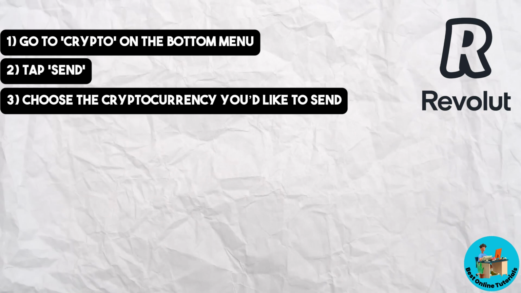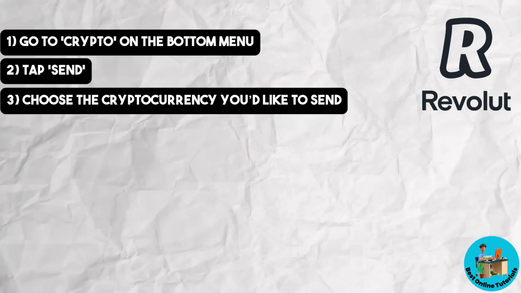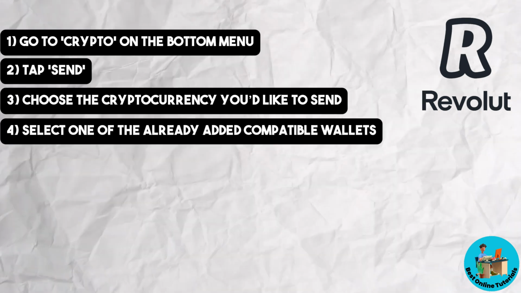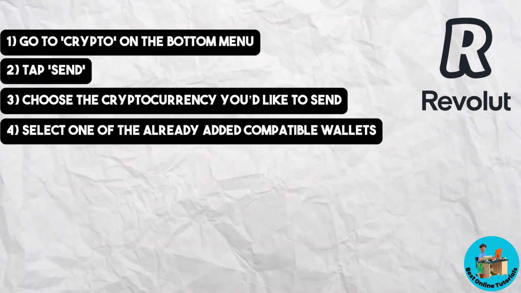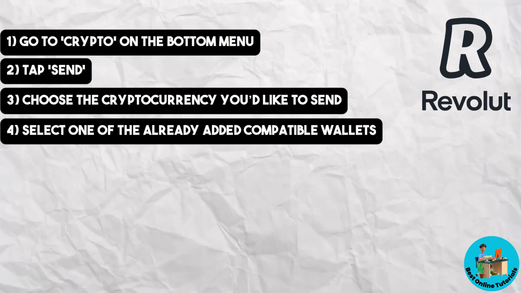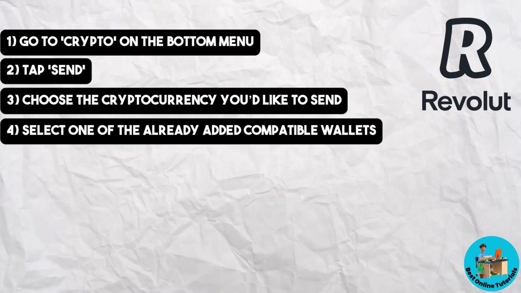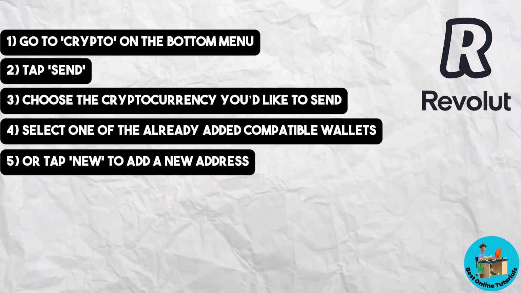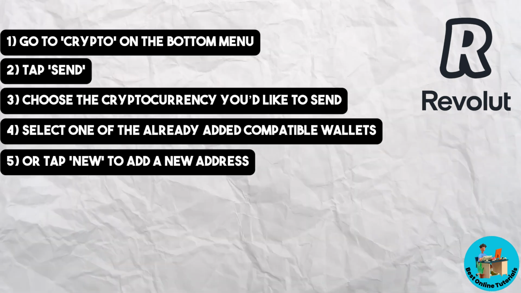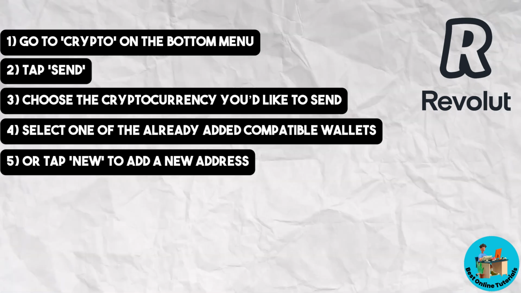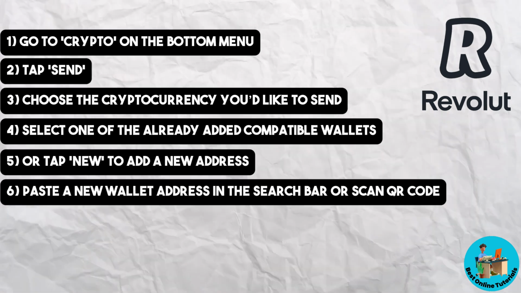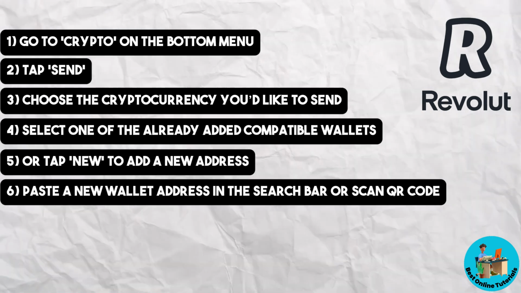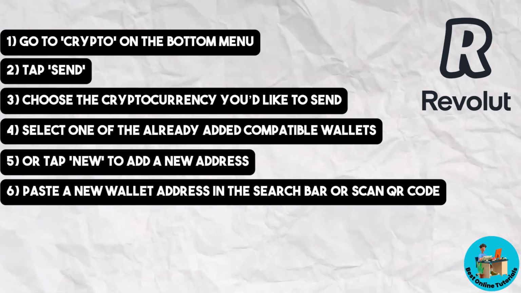And once you have done that, just simply select one of the already added compatible wallets, or you can just simply tap new to add a new address, which is Binance, and you can just simply paste your wallet address in the search bar to proceed, or just simply use the scan QR code that they have and just simply scan your QR address from Binance.